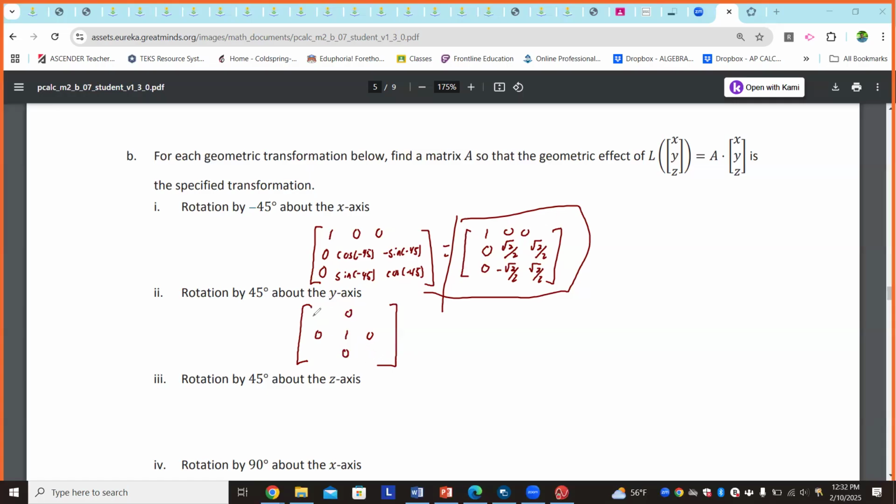So this would be cosine of the degree. This would be negative sine of the degree. This would be sine of the degree. And this would be cosine of the degree. In this case, the degree was 45 degrees. All right. So questions on how to get to this point. After that, you're just using the unit circle and plugging in the fractions. So what would this look like?